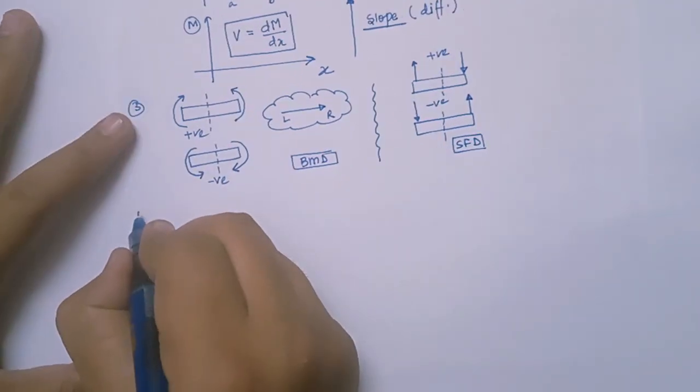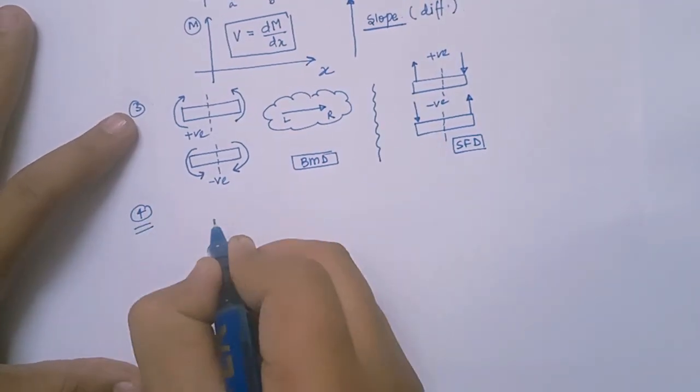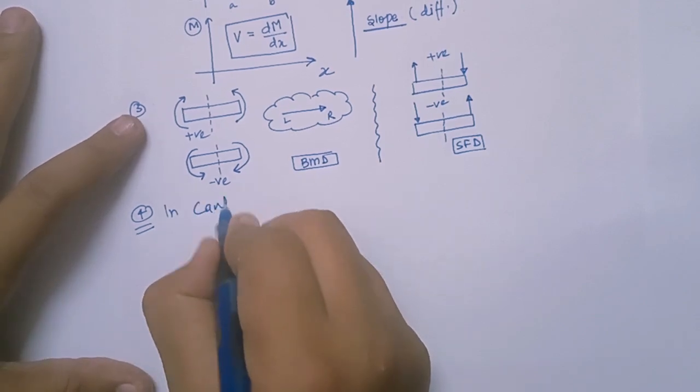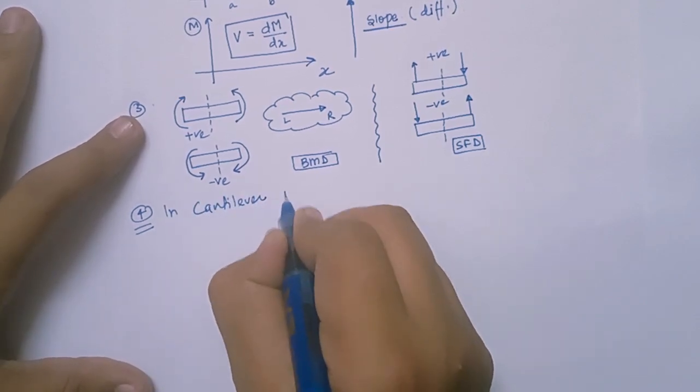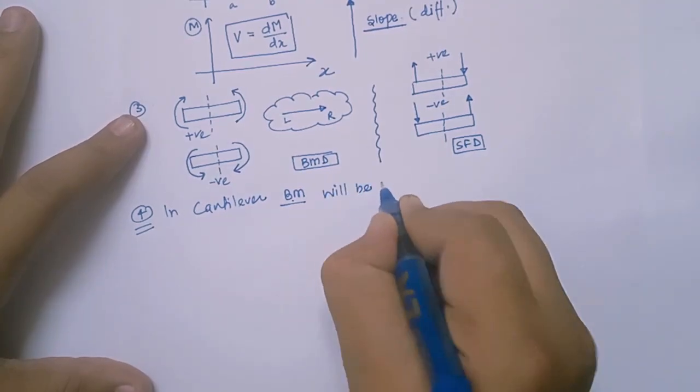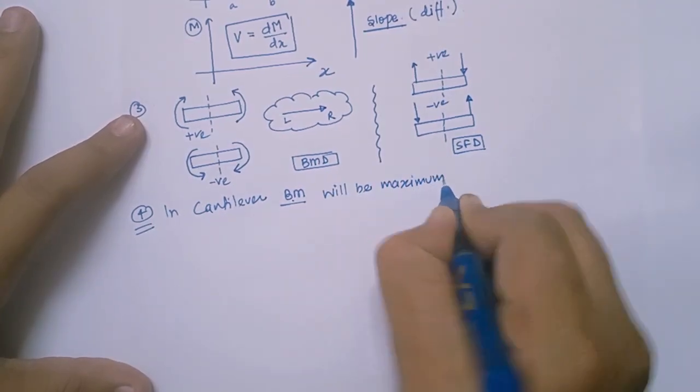Right? Now I'll tell you one very important thing. In a cantilever, the bending moment will be maximum at the free end.